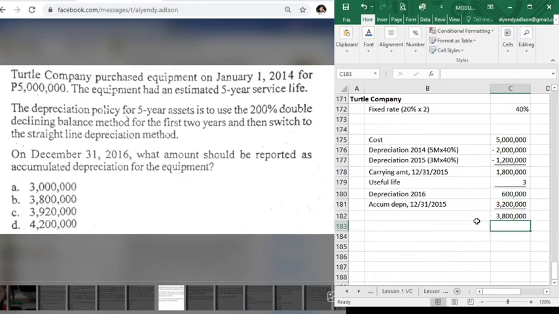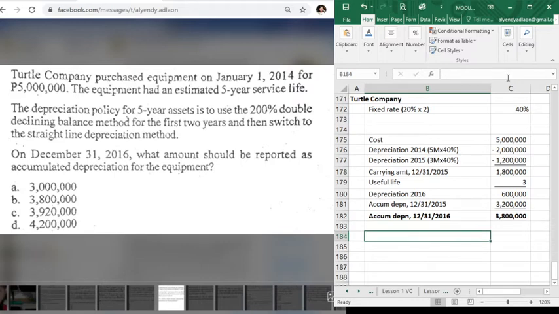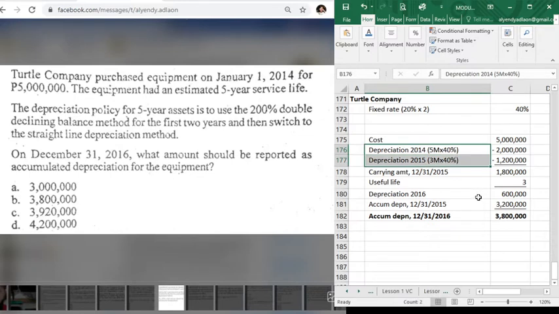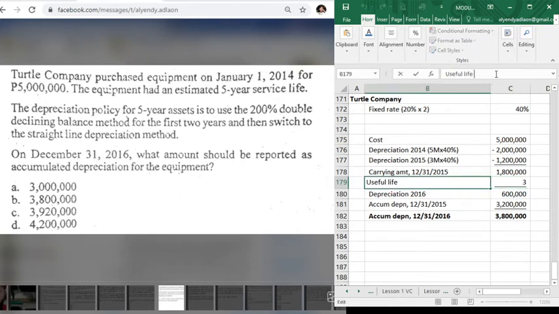Pila ka ato accumulated depreciation? We have 3,800,000 accumulated depreciation for December 31, 2016. Okay? So, hanigikan ang 3,200,000, i-add lang nato ang 2014 and 2015. Hanigikan ang useful life, this is the 5-year service life minus ning labay na nga 2 years. That's why 3 na lang ang nabili. Okay? So, for this problem, our answer is letter B.